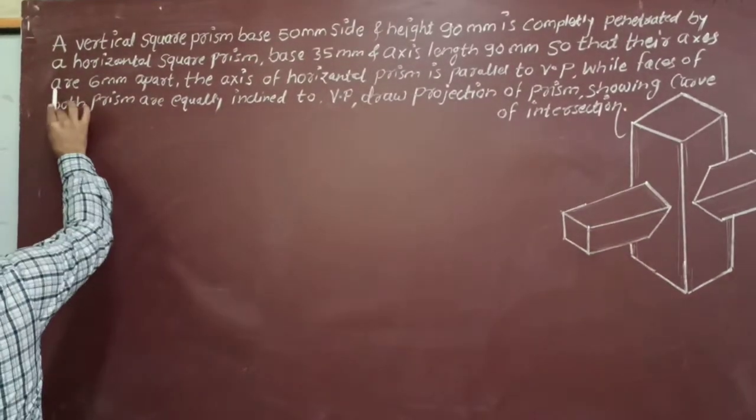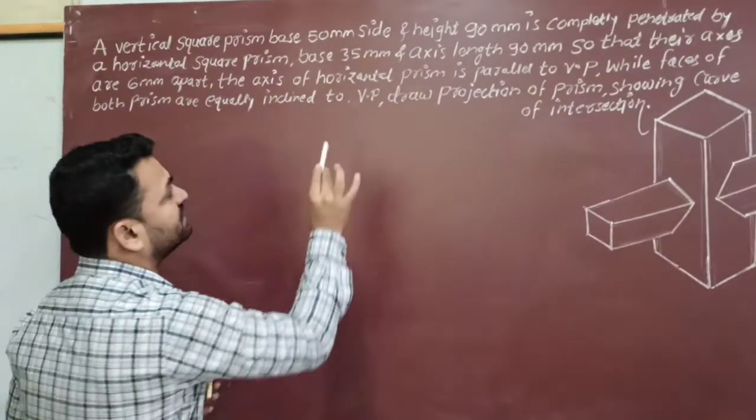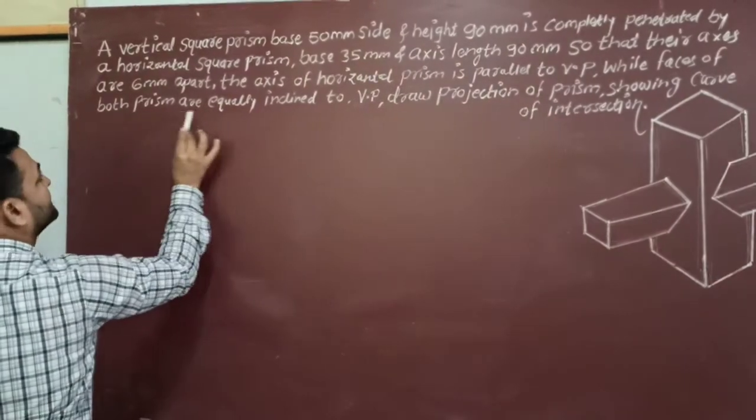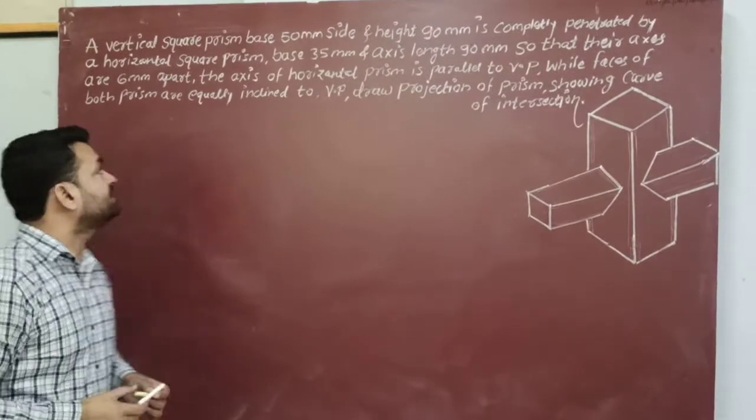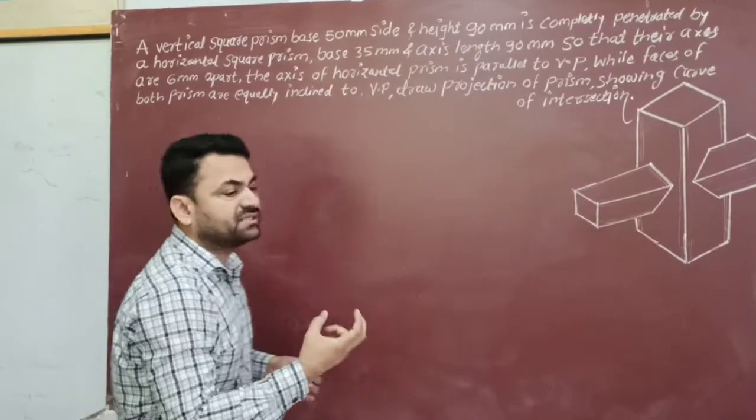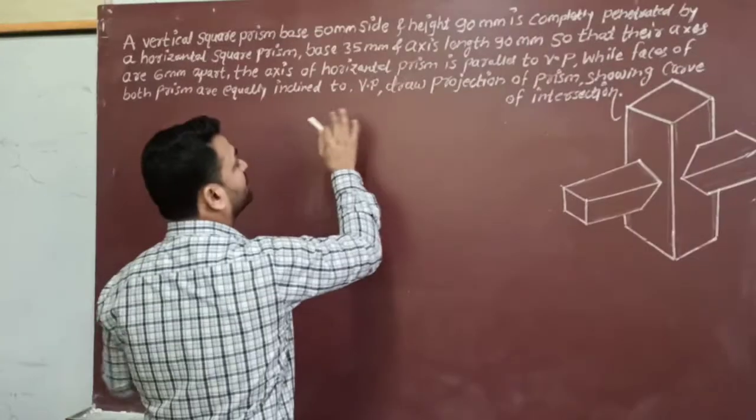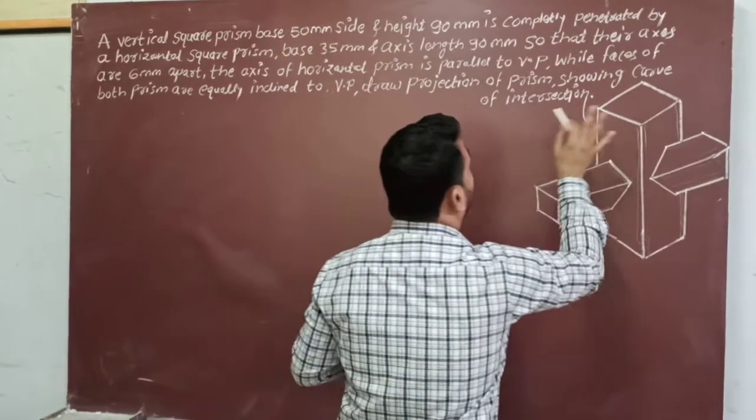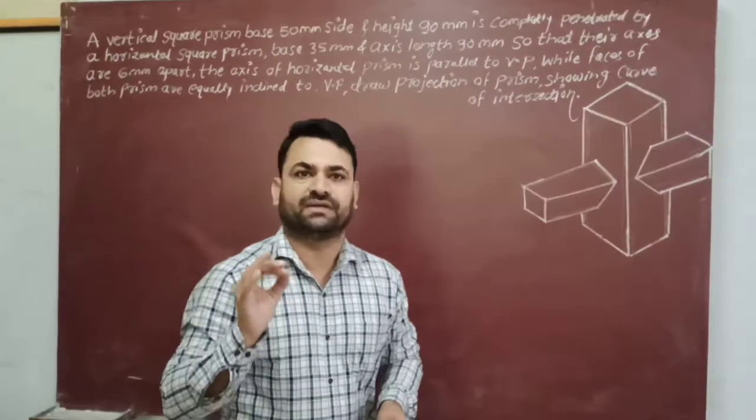The offset is 6 mm apart. The axis of the horizontal prism is parallel to VP, while faces of both prisms are equally inclined to VP. This is again a very important condition: faces of both the prisms are equally inclined to the vertical plane. With the help of this condition, we have to draw projections of the prisms showing the curve of intersection, which is very important.